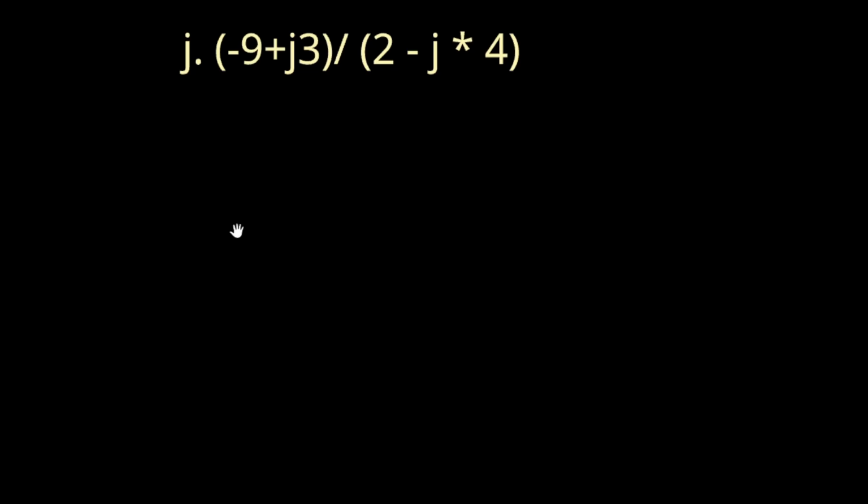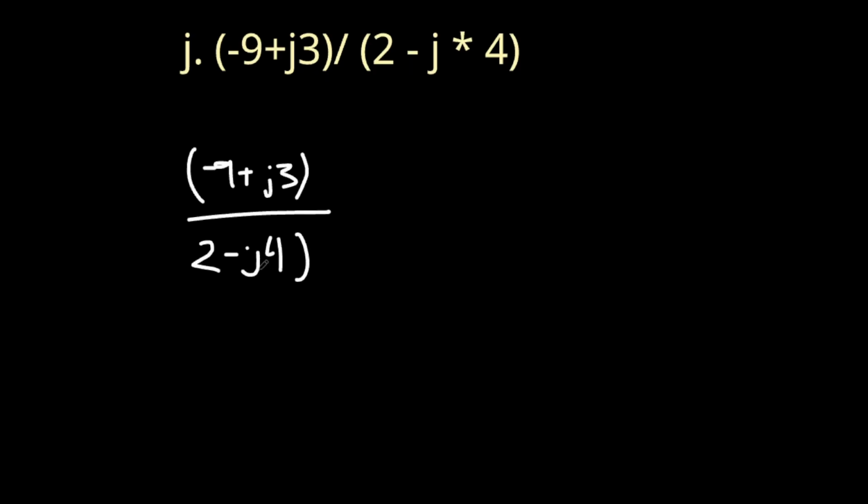Okay, now for the next question, it is somewhat similar, as we're going to have to multiply by its conjugate. That's what it seems like. So let's rewrite the equation: negative 9 plus j3, divided by 2 minus j4. Okay, so we have this here. And I want to write this 9 a lot better because it does not look right. Okay, so it looks like we're going to have to just multiply by its conjugate.